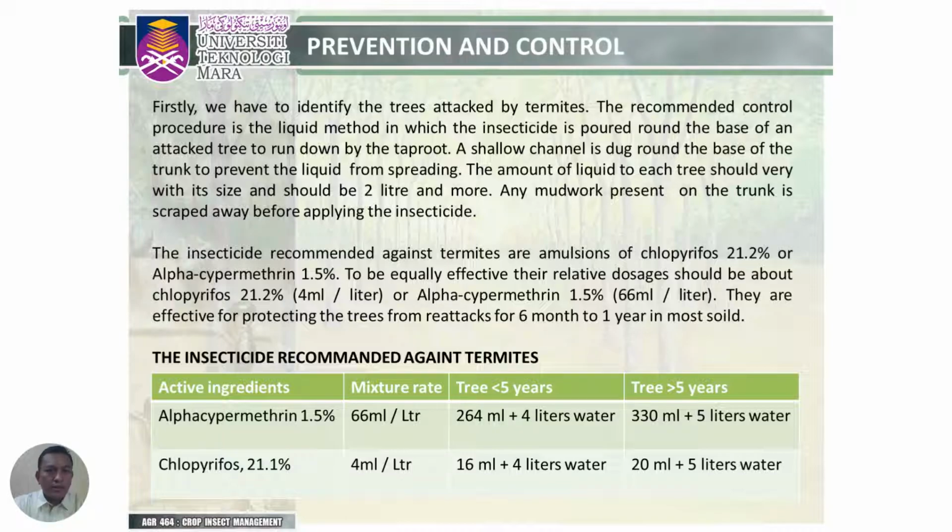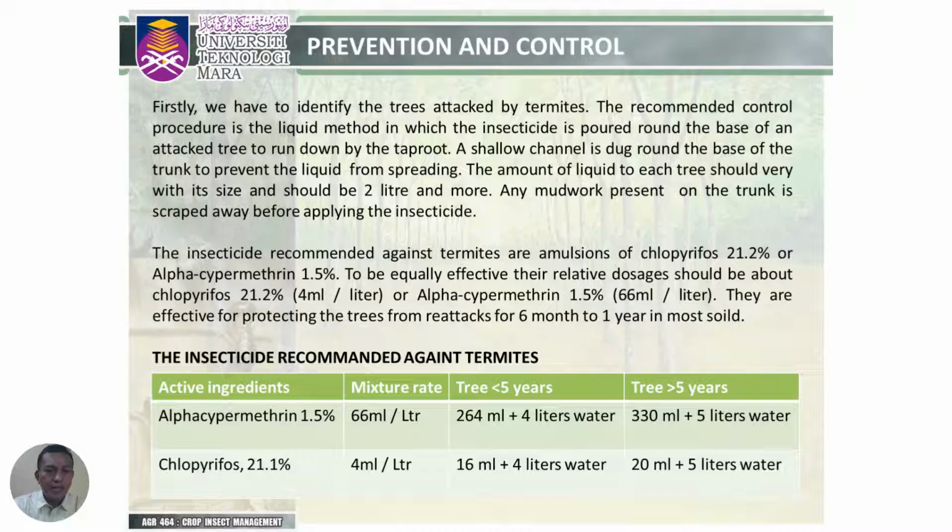Okay, firstly, we have to identify the trees attacked by termites. The recommended control procedure is the liquid method, in which the insecticide is poured around the base of an attacked tree to run down by the taproot. A shallow channel is dug around the base of the trunk to prevent the liquid from spreading. The amount of liquid for each tree should vary with size and should be 2 liters or more. Any mudwork present on the trunk is scraped away before applying the insecticide.